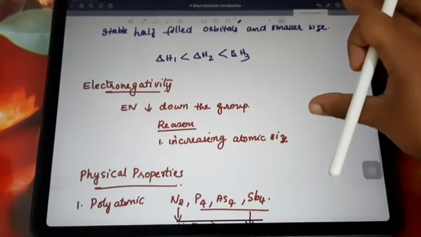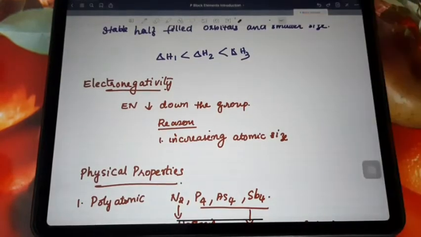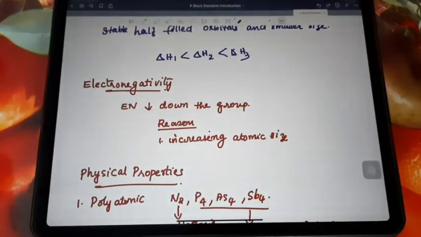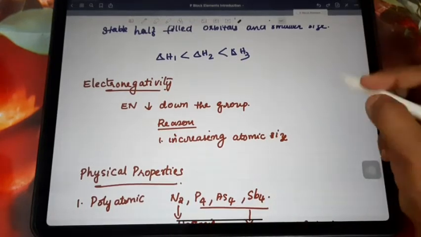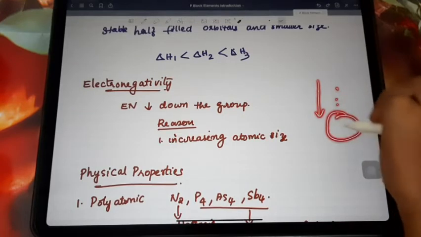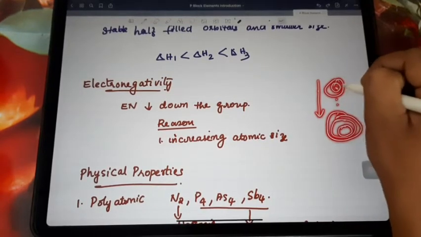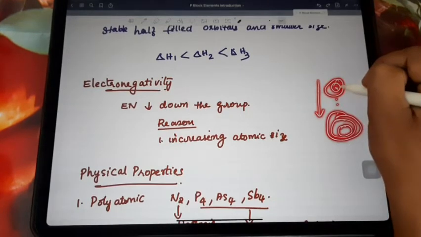Next one, electronegativity. Electronegativity means what? Tendency to attract the electrons towards itself. But you know that when we are going down the group, size increases. So which one finds it easier to attract the electrons towards itself? The smaller sized one. Surely you know that.